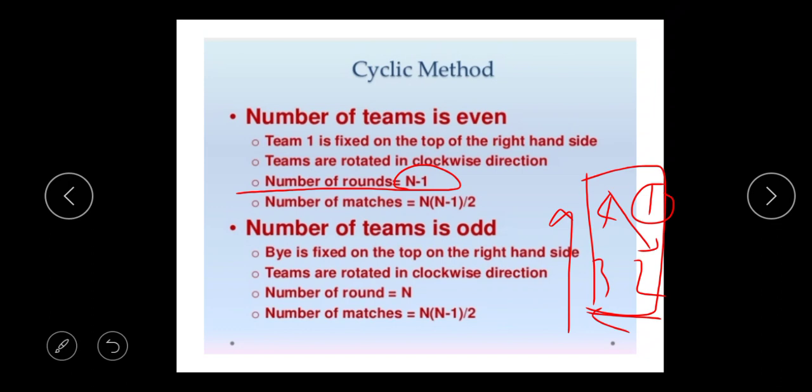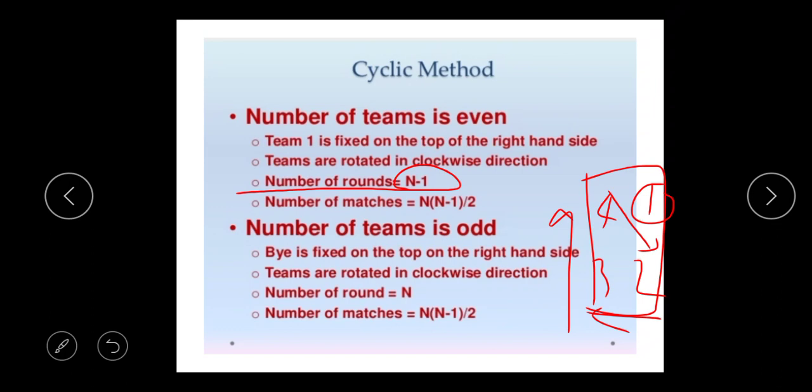The total number of teams is 4. So 4 times (4 minus 1) upon 2. When you solve this formula, 4 minus 1 is 3, and 4 threes are 12. 12 upon 2 gives 6 matches. The result is 6 matches. Clear?